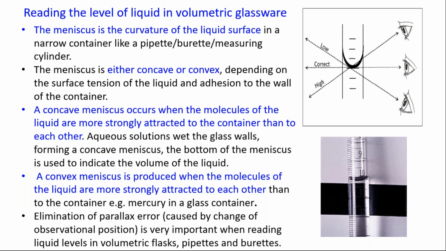So what is parallax error? Parallax error is the change in the direction of observing the meniscus. If you try to see the meniscus from the top, you are overreading it, almost by 1 ml. If you look at it from the bottom, you are actually underreading it. So both these cause errors. The correct way is to keep your eye parallel to the lower meniscus and take the reading.